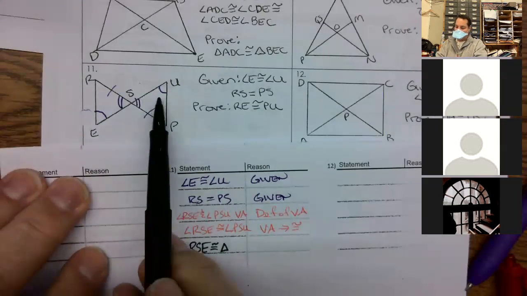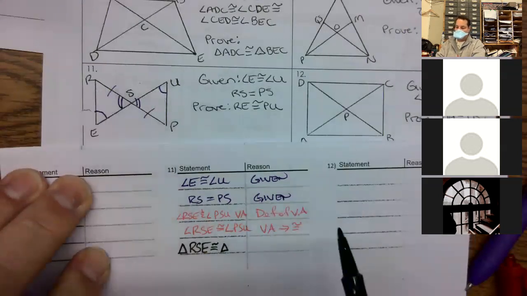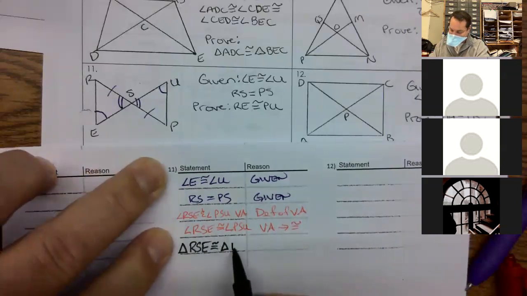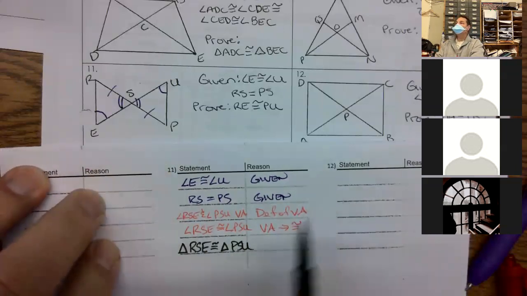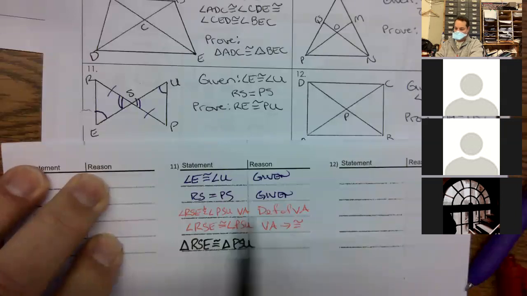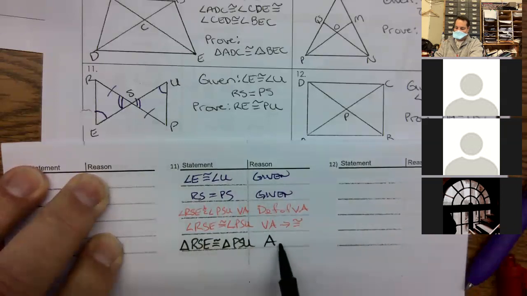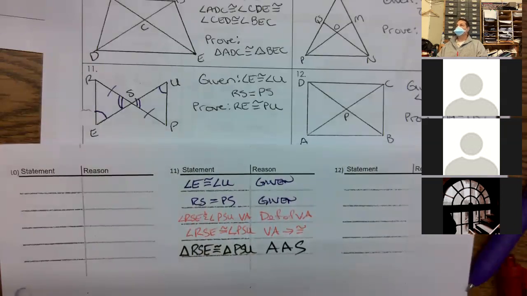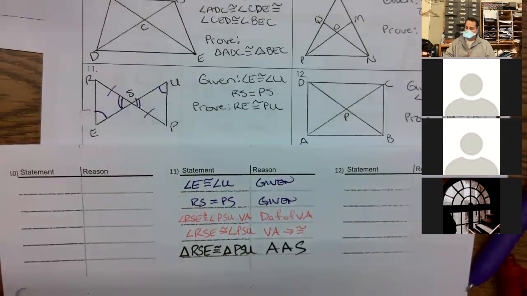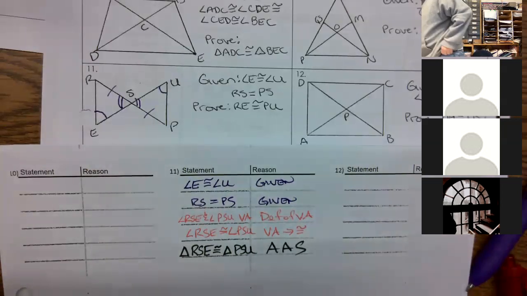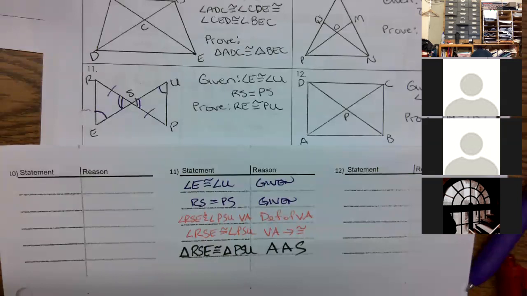Well, that would suggest that U and R are aligned. PSU, good. So RSE is congruent to PSU, and that's because of what? Angle, angle, side. But wait a minute. What am I trying to prove here? You know where it says prove? It doesn't say prove the triangles are congruent. It's a little different, isn't it?